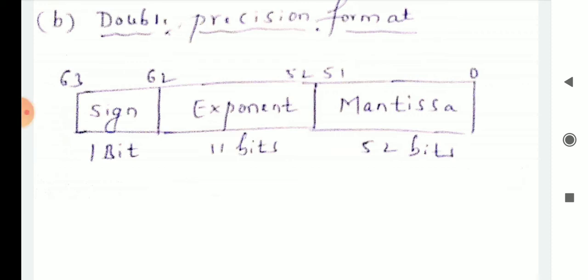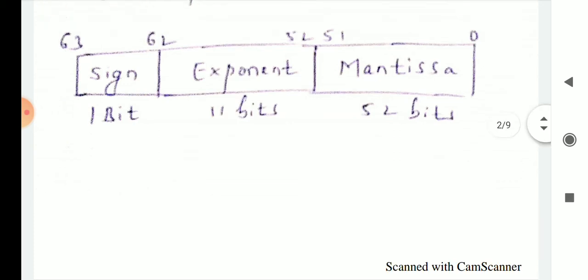Here this mantissa may be an integer or it may be a fraction. Next we will discuss some examples. By using these examples you can understand IEEE 754 floating point number very easily.